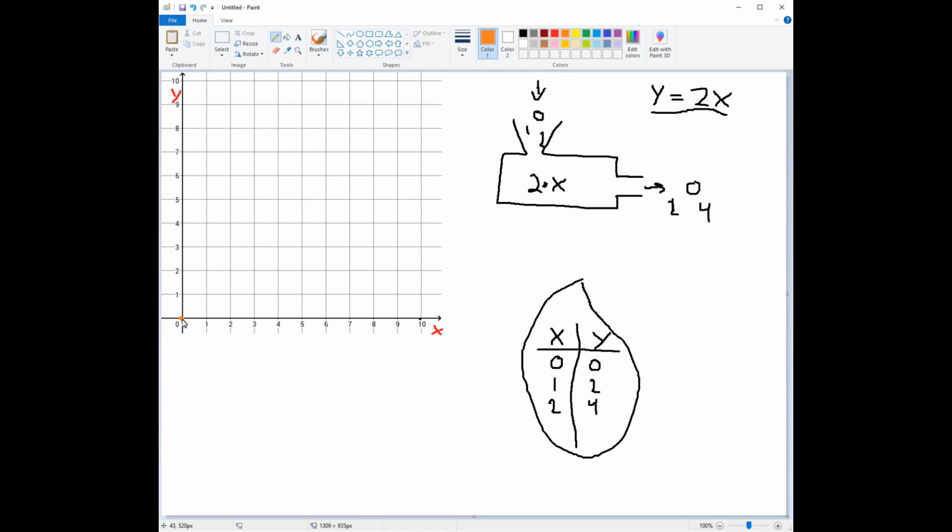That's there. Then the next one, x is 1. So x is 1 there, and then y is 2. So that is here. That's my second point. The third one, x is 2. So that's here. But y is 4, so we go up to y is 4. So now I have the 3 points.